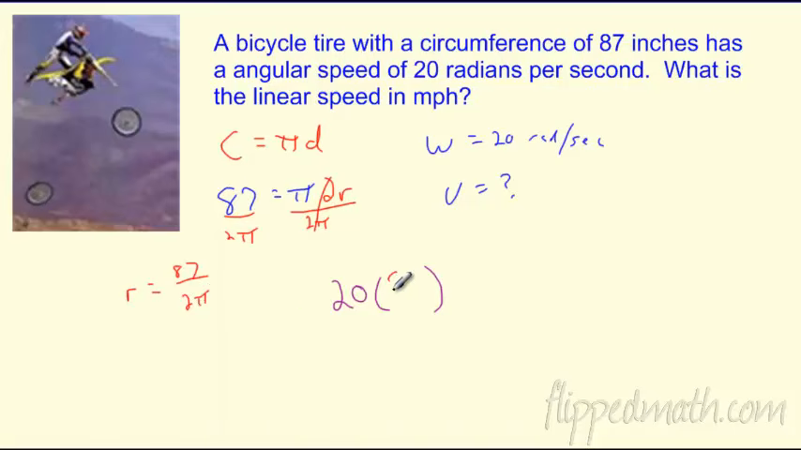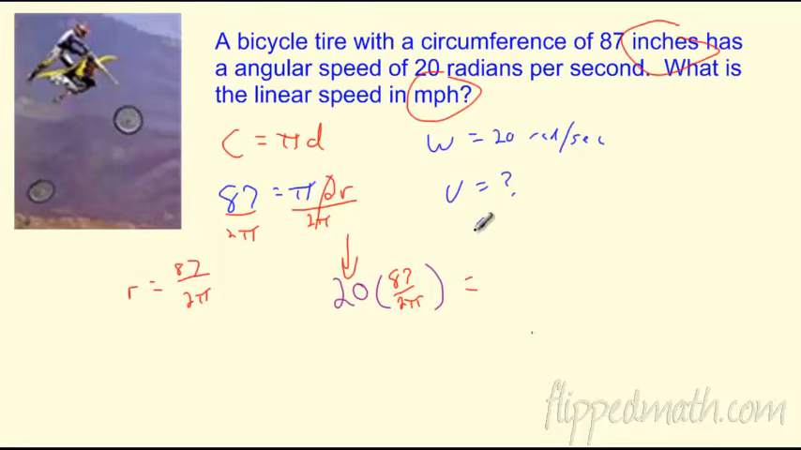Not a very friendly radius, but that's okay. Again, if you want to make a decimal, I'm cool with that. So all I'm going to do is take the angular velocity, omega, times the radius. That's going to give me my linear velocity. Let's multiply these out, and it looks like we get 1,740 over 2 pi. You can make this a decimal if you want, but I'm going to leave it as an exact value here. What units are we in? My radius was in inches, and our time was seconds, so I'm in inches per second as my linear velocity.